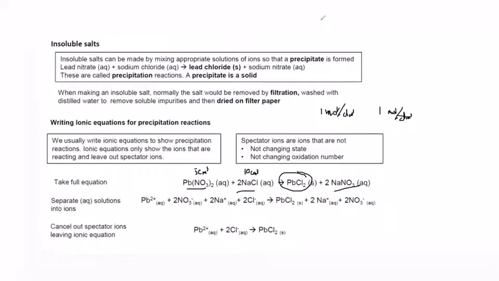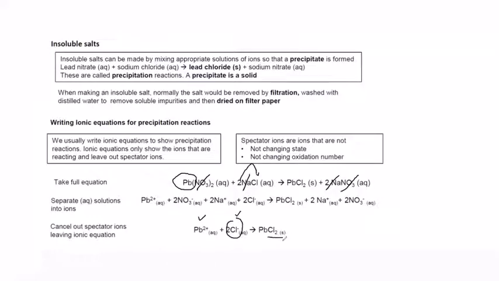If you want to write an ionic equation, first we cancel out the common ions that are aqueous on both sides. Nitrate is common to both sides, so we can cancel out nitrate. Chloride is aqueous on one side and solid on the other, so it cannot be cancelled. Sodium is aqueous on both sides, so it can be cancelled out. What you're left with is the lead ion, and two chloride ions. That's why two chloride ions, and it gives lead chloride, which is the ionic equation.